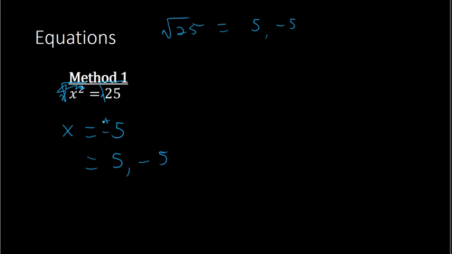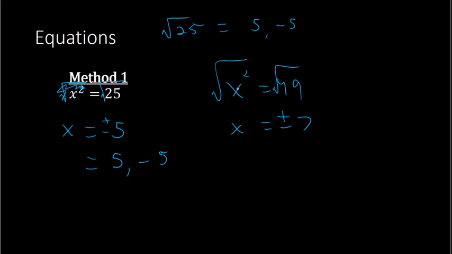So I can write it with this plus or minus sign like you see right here, or as two separate answers where you have 5 and negative 5. Now this method works because we have the square on one side and then the number on the other side. So if you had x squared equals 49, for example, you can take the square root of both sides right away to get x equals plus or minus 7.